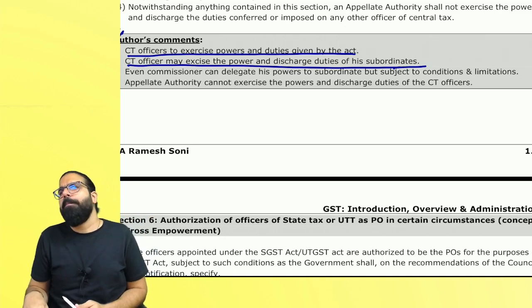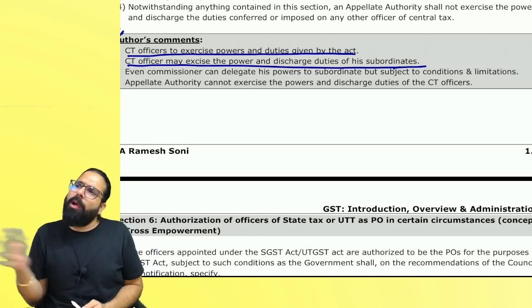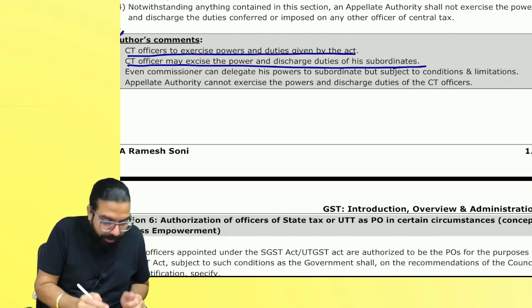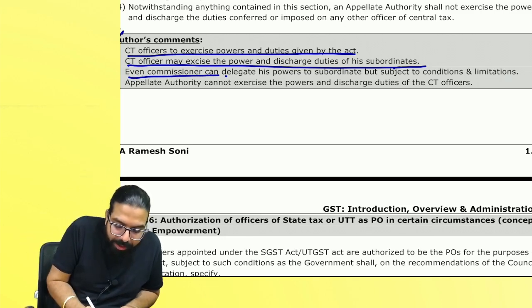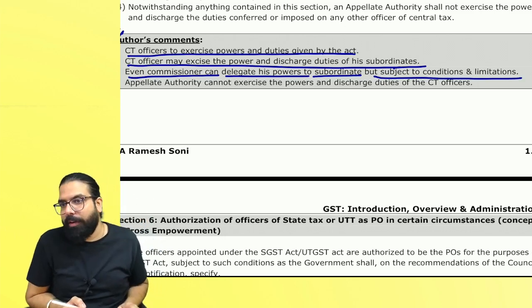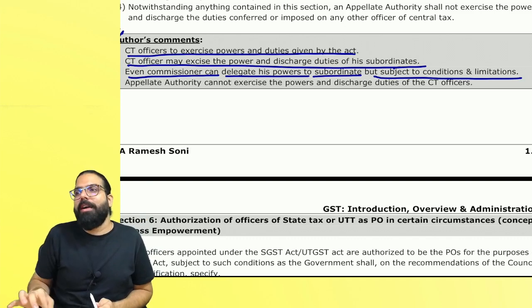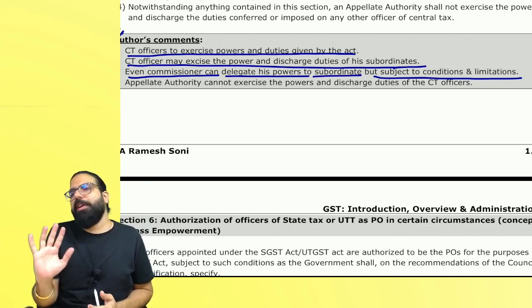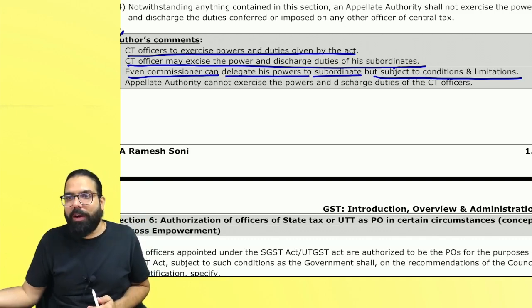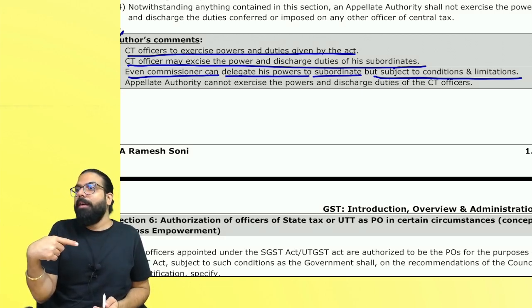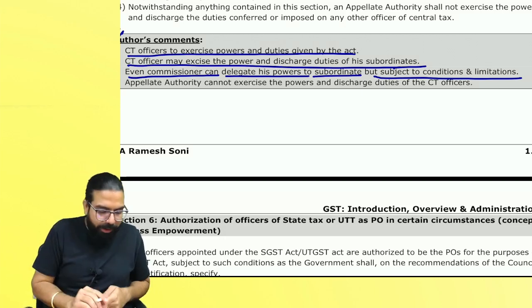Tell me one thing. Can my employee come and sit in my class and start taking the class? Is it possible? No. See here, even the commissioner can delegate his power to a subordinate, but that is subject to conditions and limitations. I can delegate him. I can tell him, okay, go to the class today. In the class, tell the students to write question answers. I can delegate my work to my subordinate. Otherwise, my subordinate can't come and do my work. That is what they are telling.